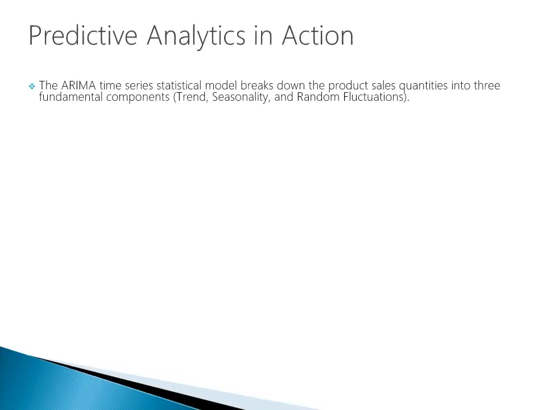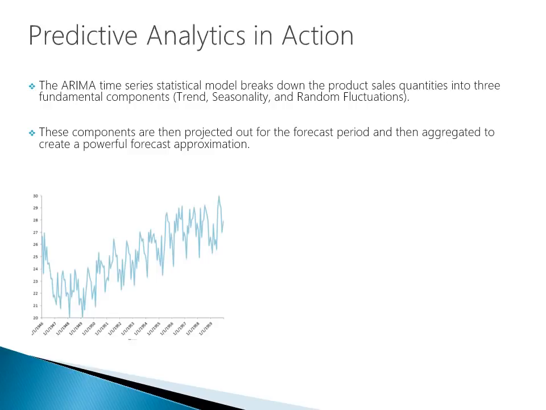To do this, we're going to utilize a time series method called ARIMA. This ARIMA modeling technique is going to break down our product sales quantities into some fundamental components. These fundamental components then are going to be aggregated to create a much more powerful forecast approximation. In future lectures, when we go through time series and all of the assumptions of working with time series, we'll cover that in great detail. But for now, what is important is to just visually look at this graph.